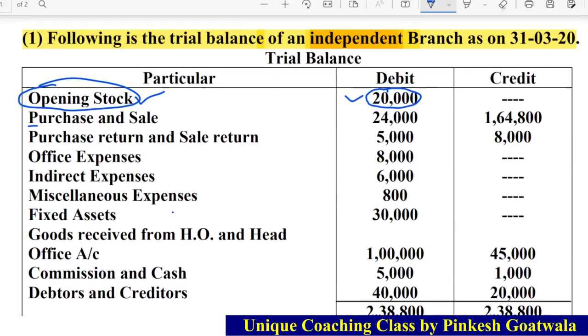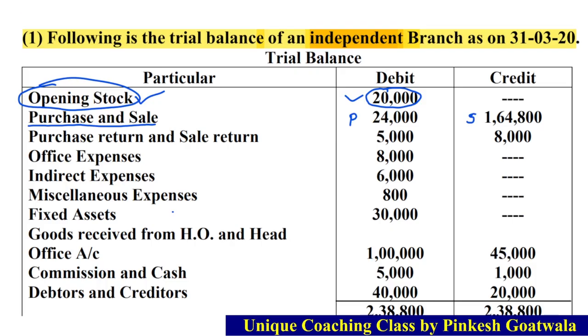Next is a purchase and sell. 24,000 and 1,64,800. We know that this 24,000 is a purchase and 1,64,800 is a sell amount. But remember, whenever purchase and sell is available, check whether there is a return.